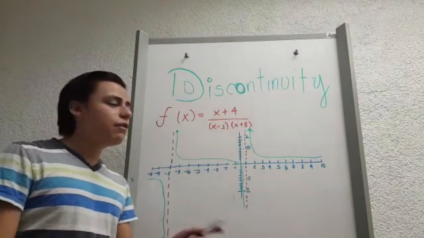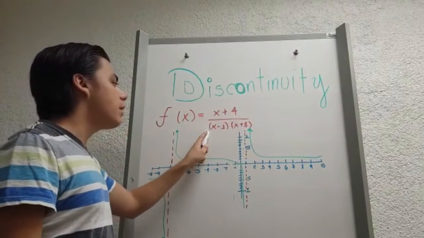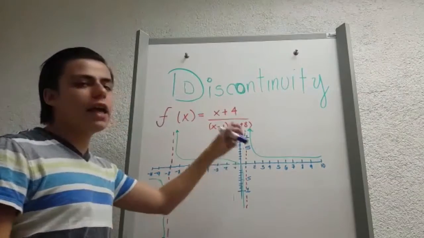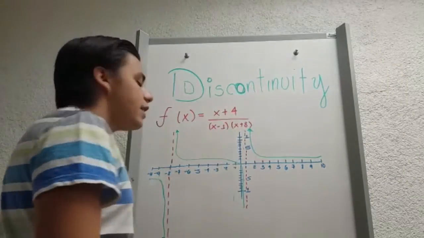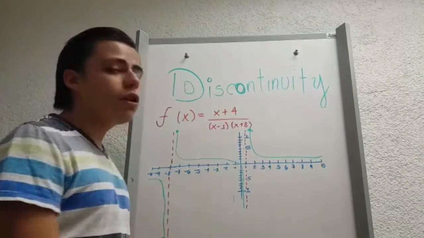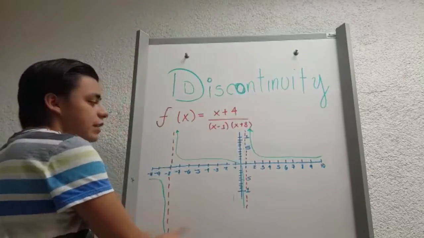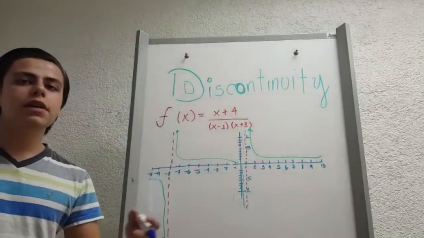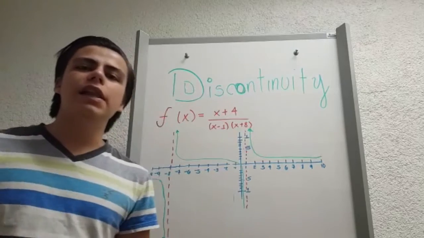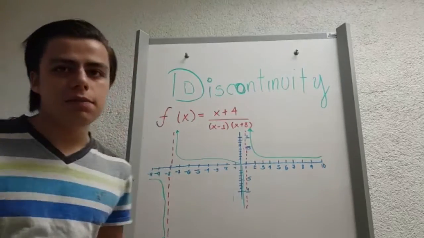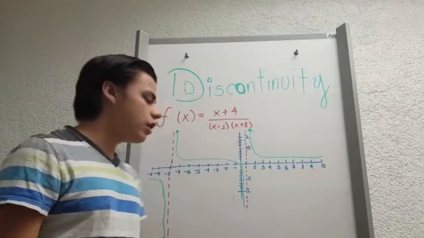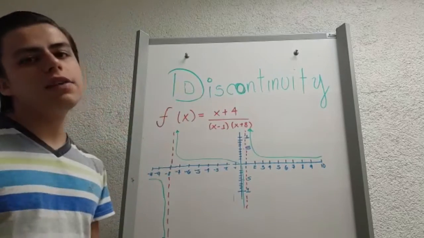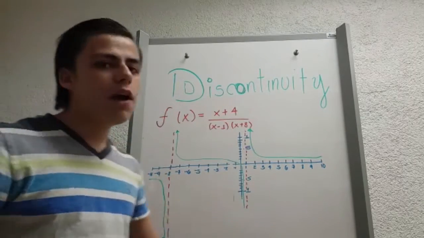In the function f of x equals x plus 4 divided by x minus 1 times x plus 8, we can see that the domain is all real numbers except minus 8 and 1. Okay, so we can see in the graph that the function behaves very strangely at the holes and at the asymptotes, as they never touch in those values, which in this case are minus 8 and 1.